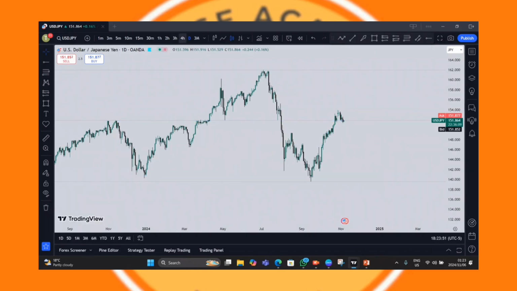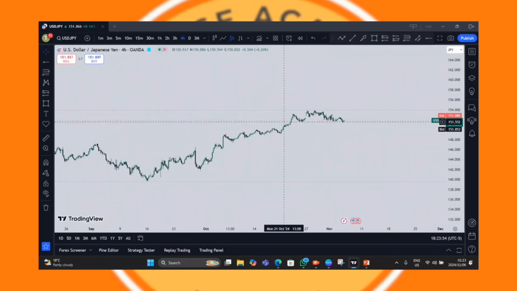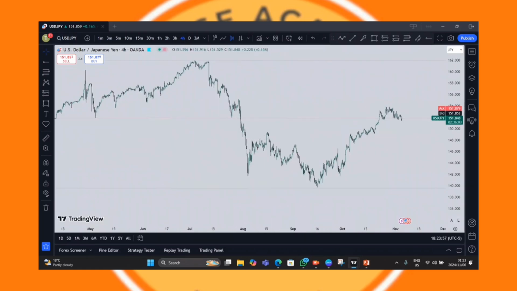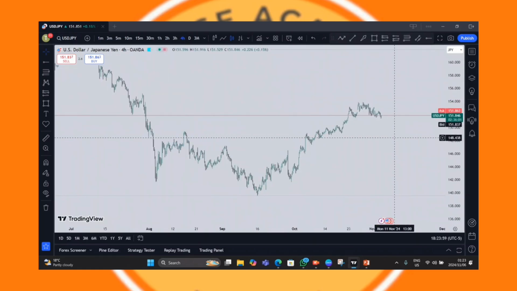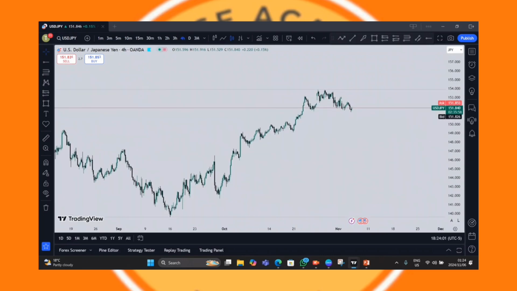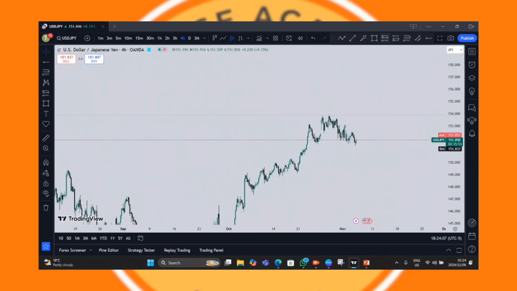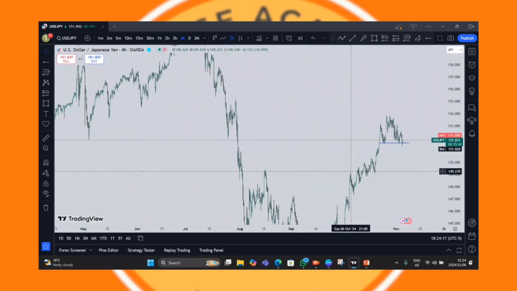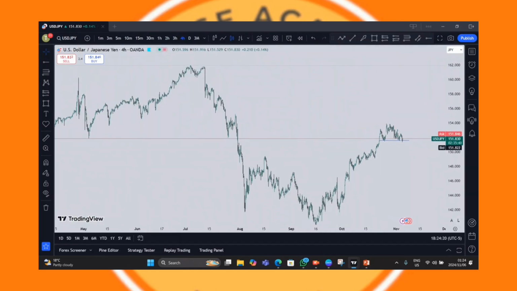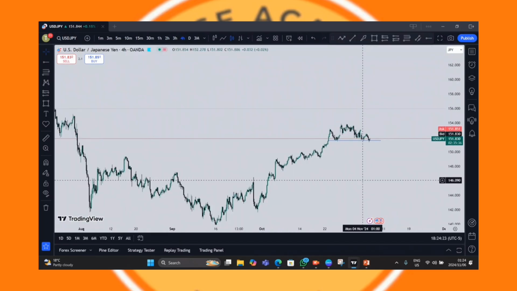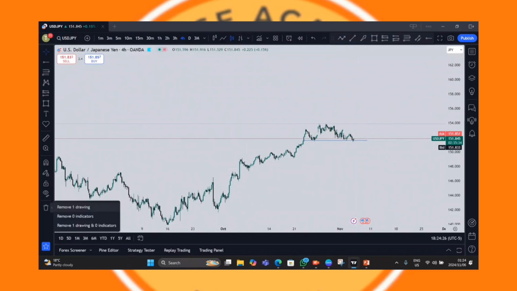Then I move on to the 4-hour time frame to just see if we're having the same thing. All right, so I really don't see any opposition from here on, right? And the market hasn't broken this, so I'm still confident in the buys. So okay, I don't really analyze on the 4-hour time frame.